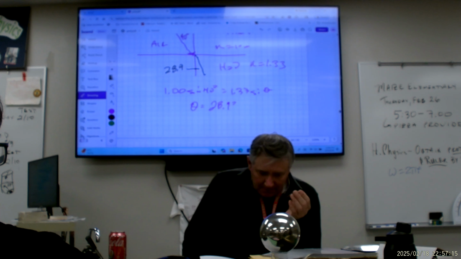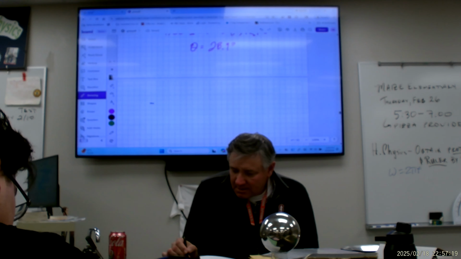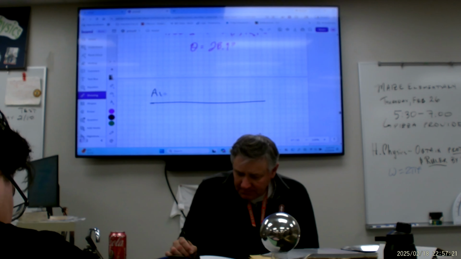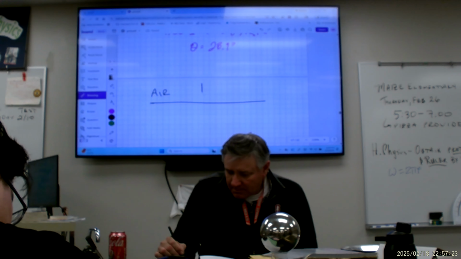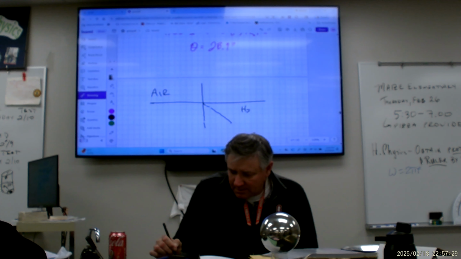Now, we're going to reverse it. So now I'm going to have the air up here. I'm going to have this angle. I'm going to have the beam of light going from the water at 40 degrees into the air.